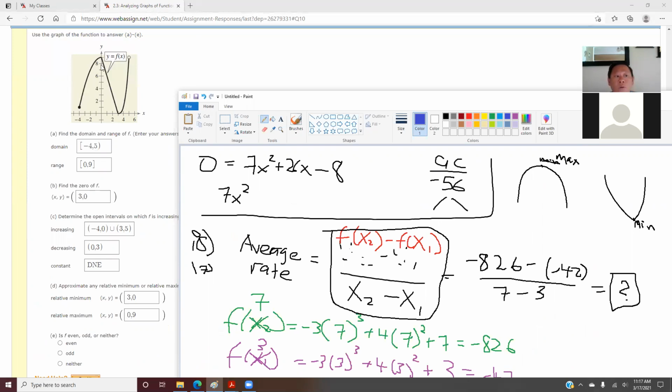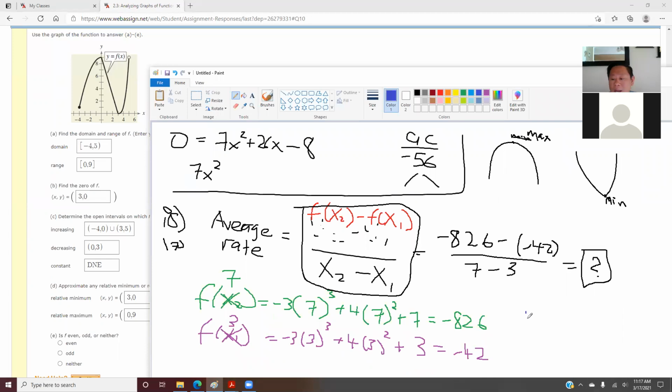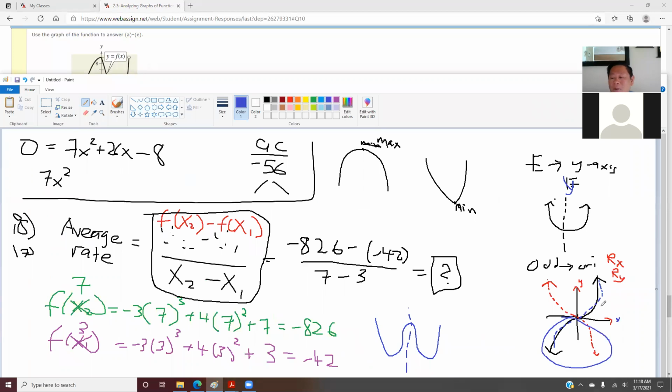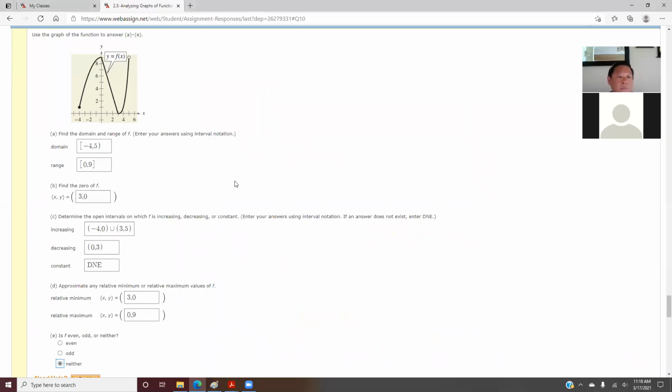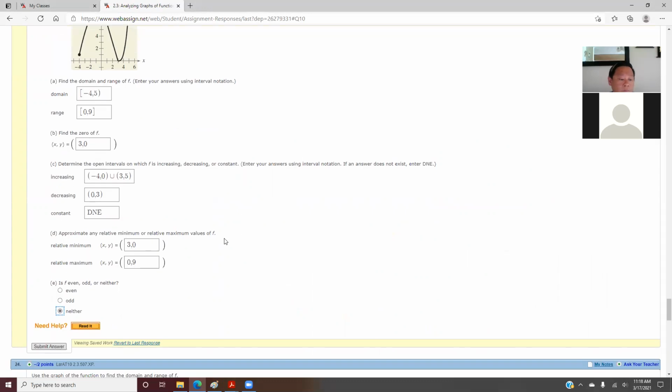The answer is no, because when you flip this, in order for it to be symmetric to the y-axis, it should look something like this. So when you fold on here, they are symmetrical, but this is not even. And odd, usually it goes down to the negative part of it. So unfortunately, this graph doesn't have a negative part on it. So this graph is neither.